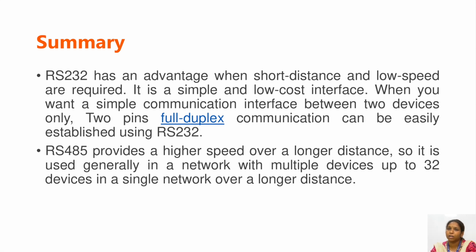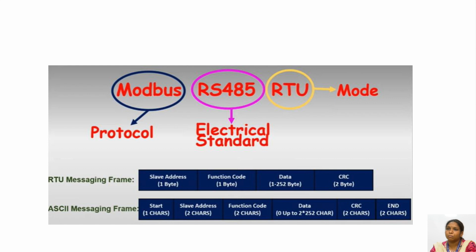Whereas RS-485 provides a higher speed over a longer distance, so it is generally used in a network with multiple devices, up to 32 devices in a single network, over a longer distance. So the Modbus standard can be represented as Modbus RS-485 RTU, where Modbus is the protocol, RS-485 is the electrical standard and RTU is the mode of transmission.